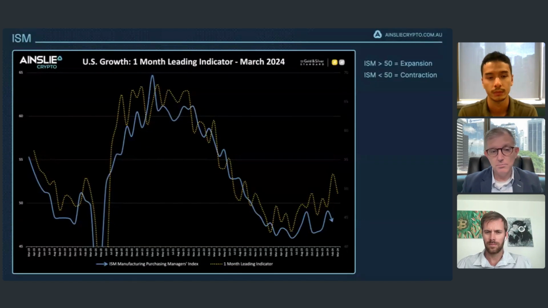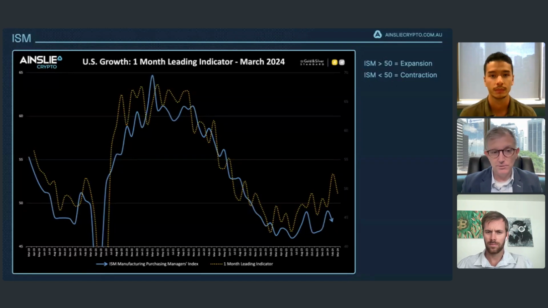Just to look at this from a slightly different angle, we also look at growth, and the US isn't the whole world. The first thing we need to say about this is that we like to zoom in on the US specifically because it's obviously a very major economy, and what happens in the US does impact the rest of the world, particularly in this space. But Joe, do you want to just maybe give us a bit of an overview of what this actually is that we're looking at here?